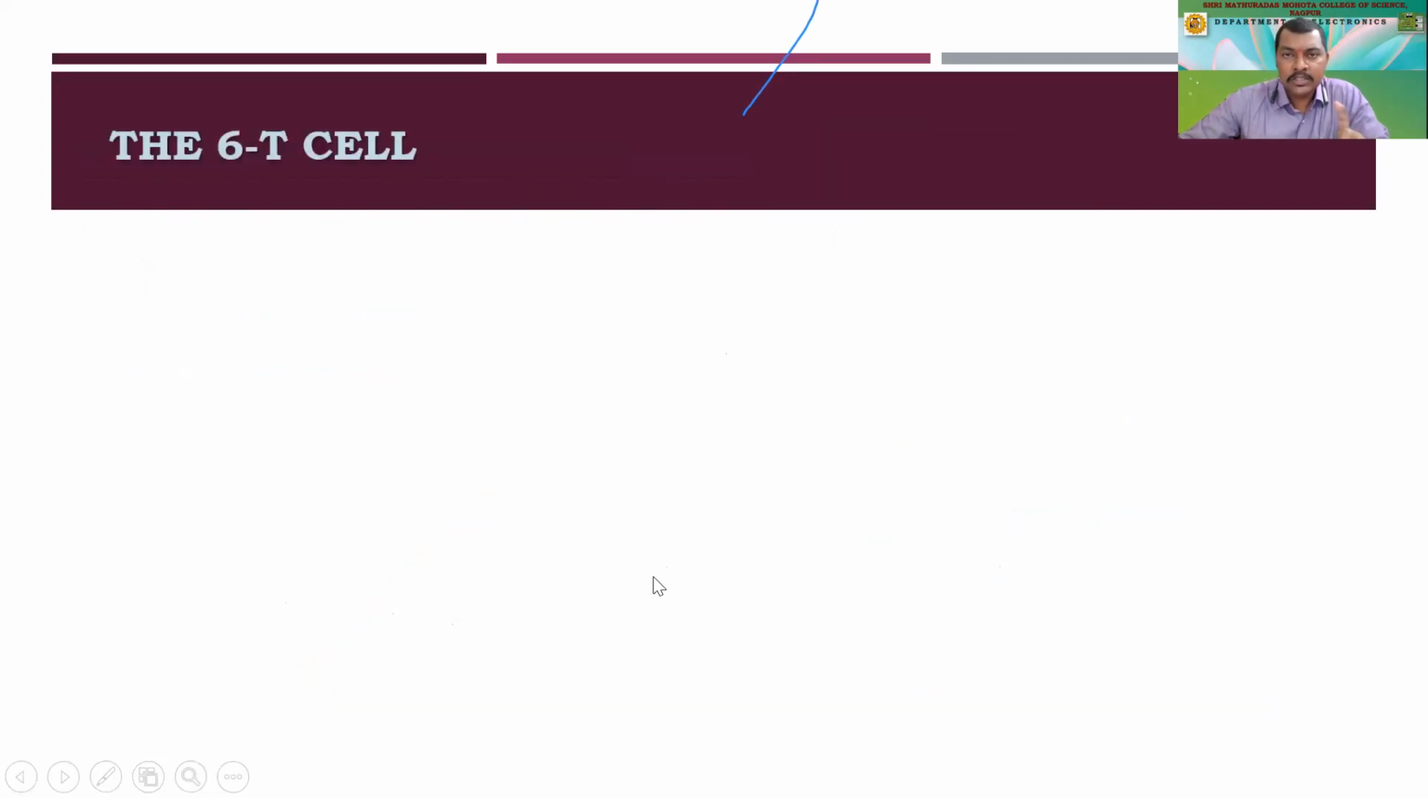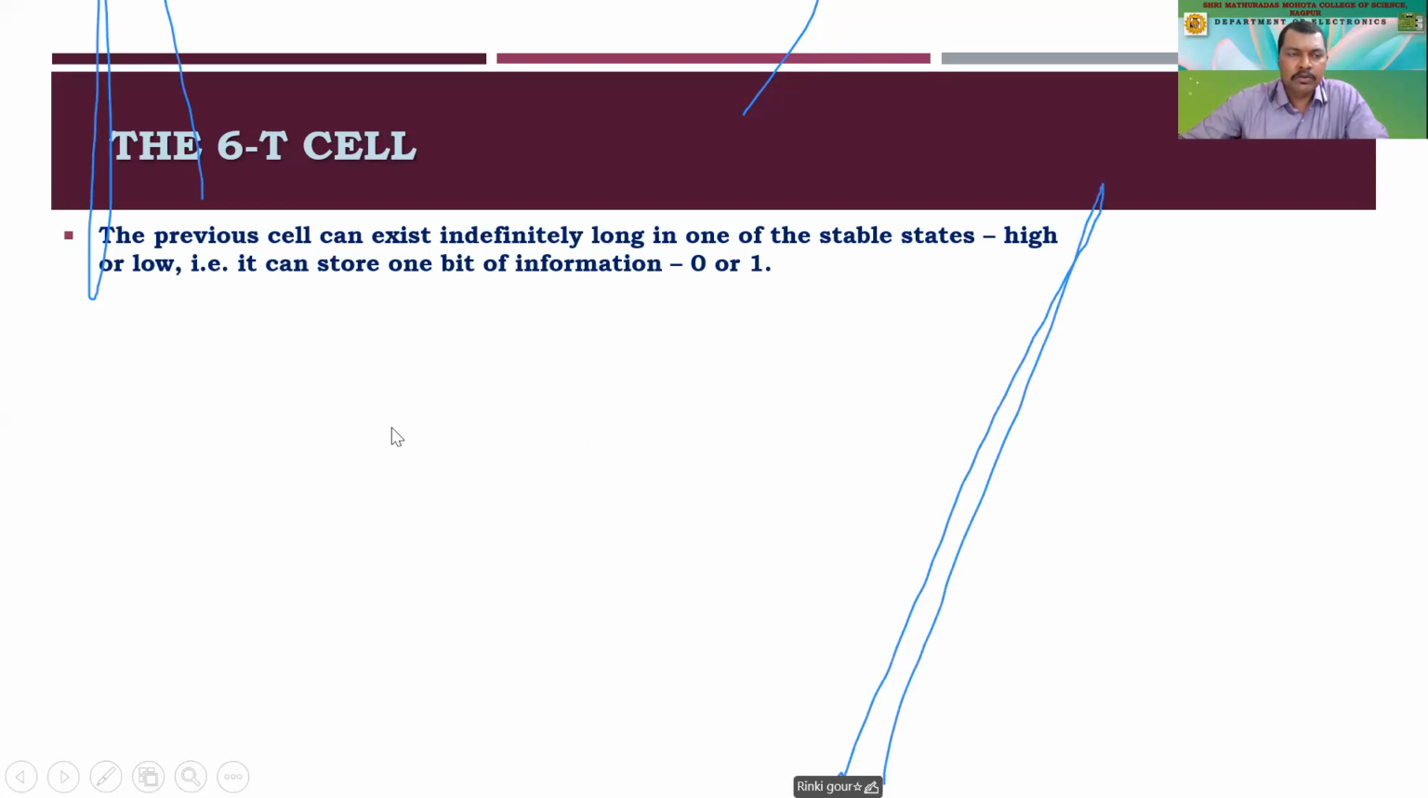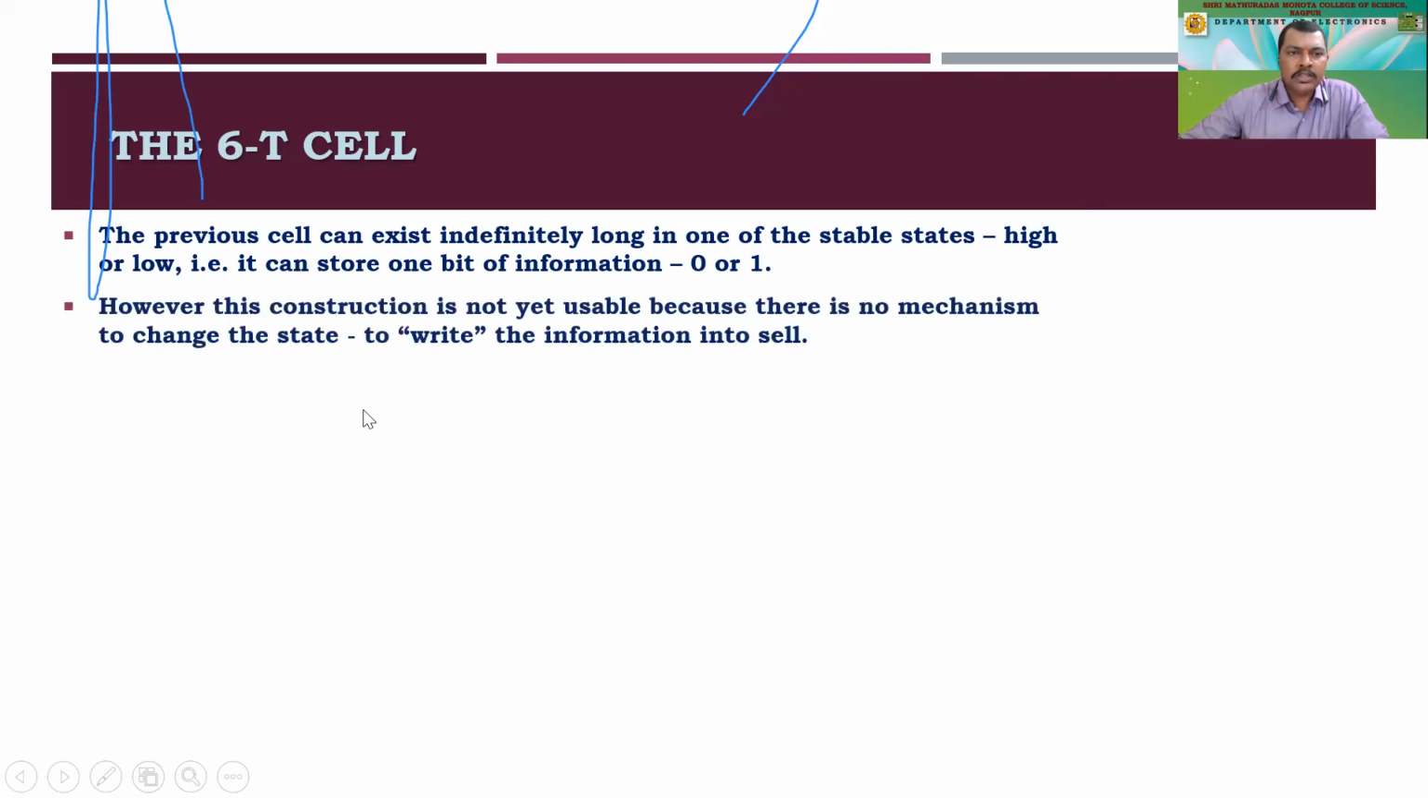Now the 6T cell. Now this is important. This is the important circuit. I guess someone has drawn some line. Please rub that. So the previous cell can exist indefinitely long in one of the stable states, high or low. That is, it can store one bit of information, zero or one, right? So, however, this construction is not yet usable.